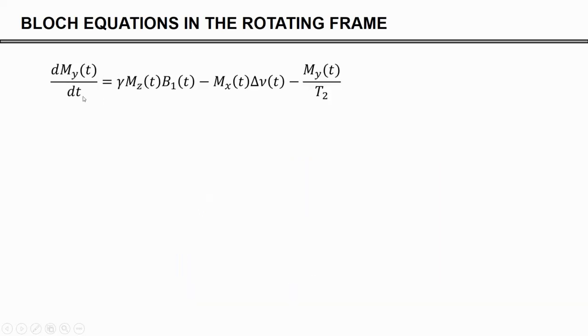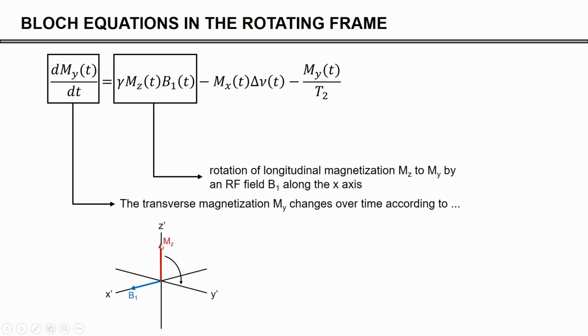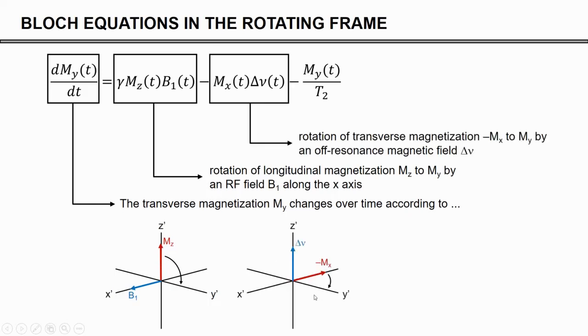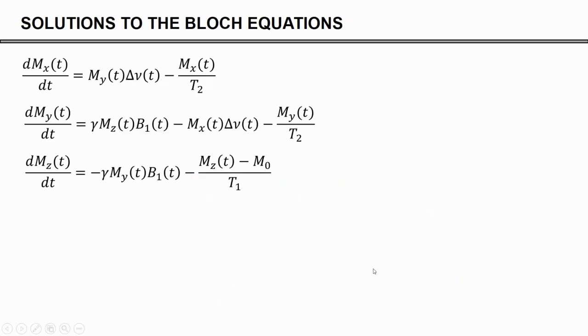Finally, you can also write an equation for the time dependence of the magnetization along the y-axis. There are actually three effects adding into that. The first one is rotation of magnetization that was initially along the z-axis towards the y-axis by a B1 along the x-axis. Rotation of magnetization along the x-axis to the y-axis by a frequency offset vector. And finally, the disappearance of My because of T2 relaxation.